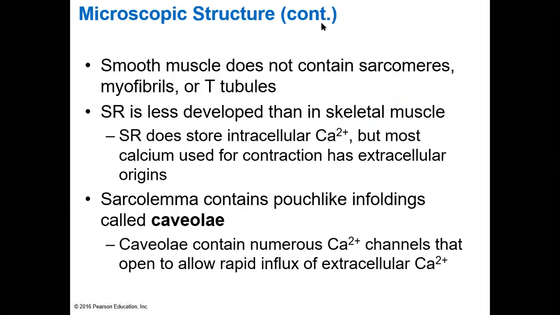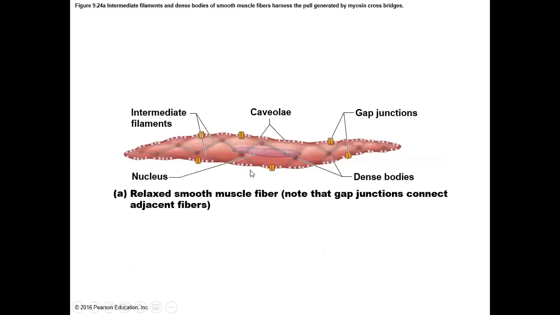Smooth muscle does not have T-tubules. Myofibrils are not arranged in sarcomeres. You're not in any kind of control. The sarcoplasmic reticulum is also less developed, but it still does store calcium. But most of the calcium used for contraction is extracellular. And here is a word that you don't need to know, caveolae, pouch-like enfoldings for the calcium to diffuse into the cell. So here's a relaxed muscle fiber.